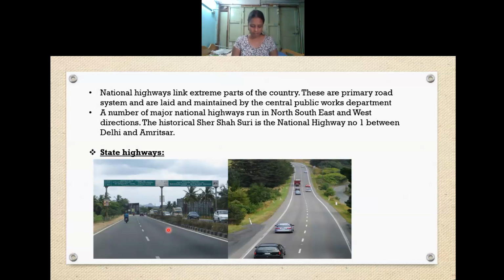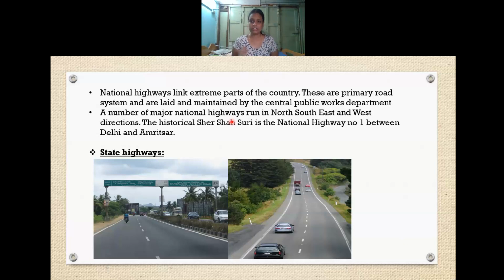Under this department, a number of national highways are constructed towards the north, south, east and west directions. The first historical national highway is the Sher Shah Suri National Highway. It connects Delhi and Amritsar. That is the first. National Highway 7 is one of the longest trans highways in our country. It covers nearly 2,369 kilometers between Varanasi and Kanyakumari.